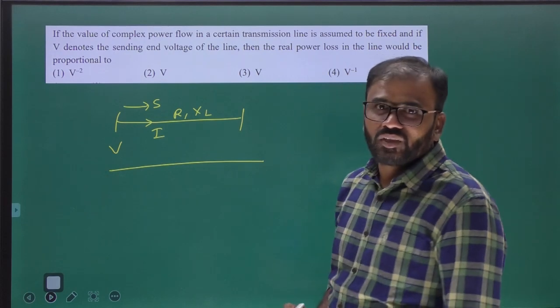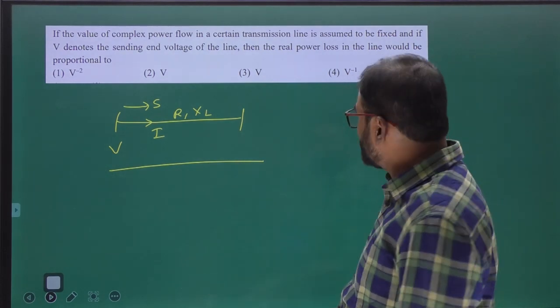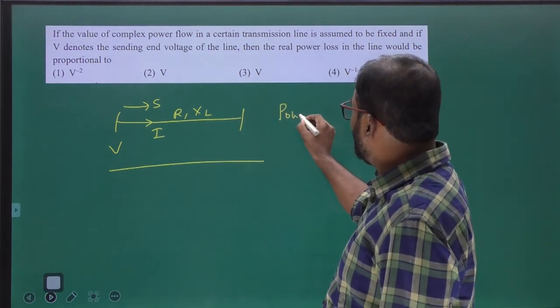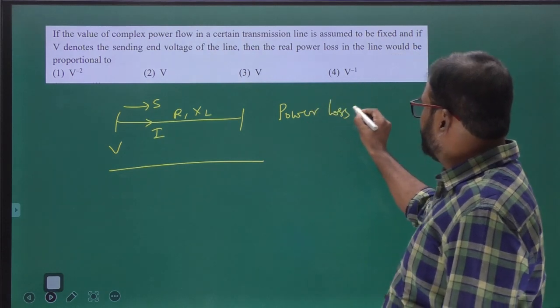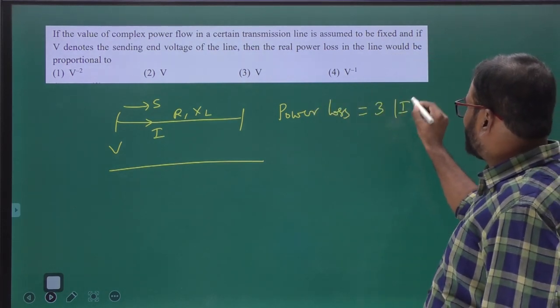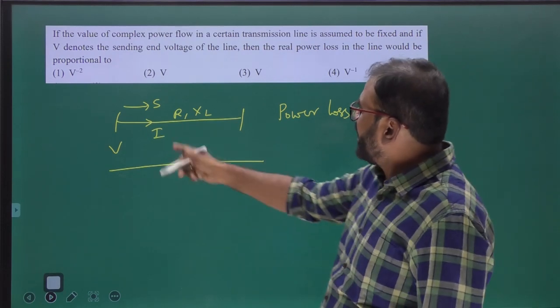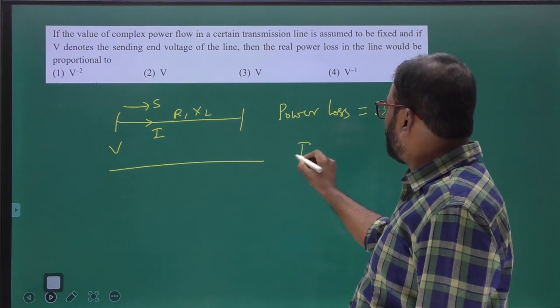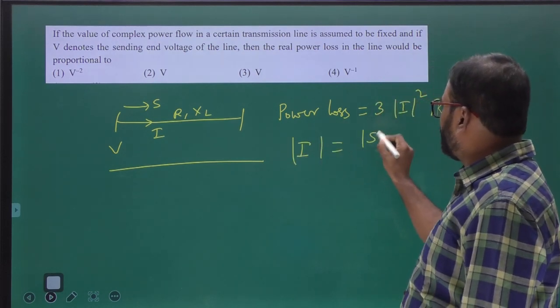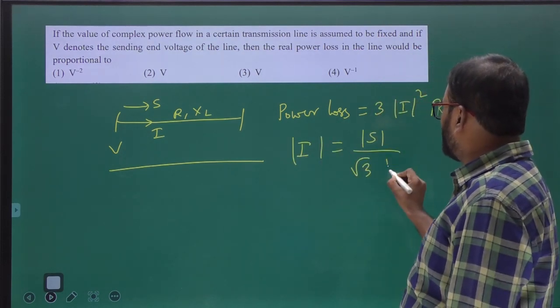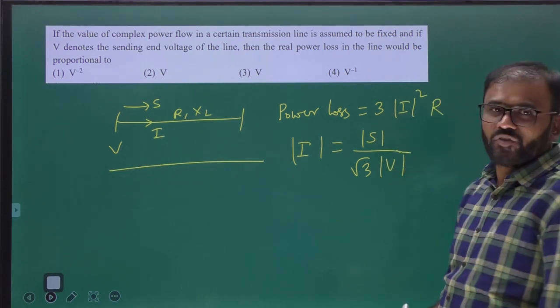So, the loss in the line. Loss in the line means always the three-phase loss. What is the formula for the power loss in the line? Power loss is 3 times the magnitude of I squared times the resistance of the line. Now, what is the relation between I, S and V? The magnitude of I equals the magnitude of S divided by root 3 times the magnitude of V.